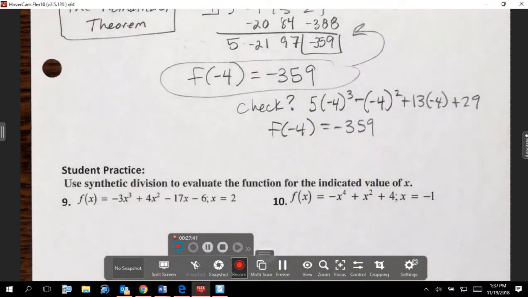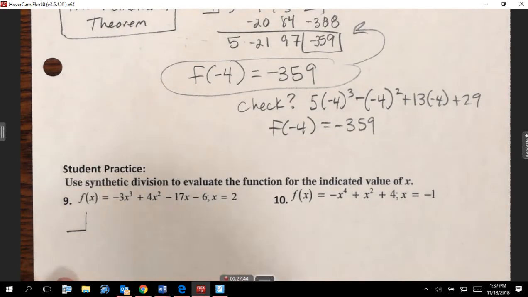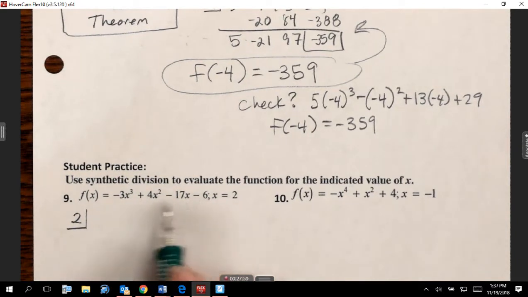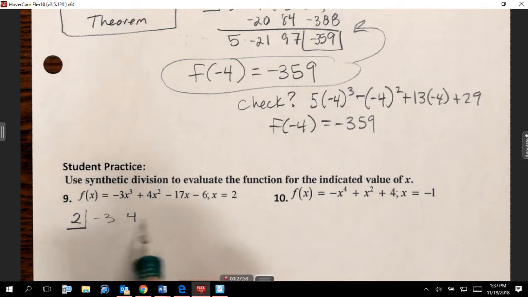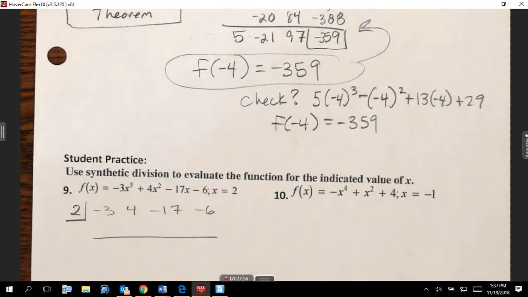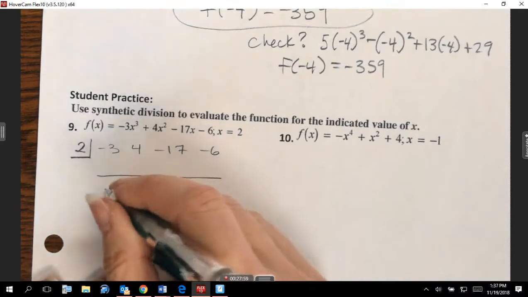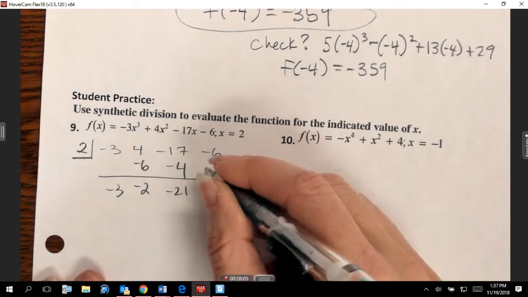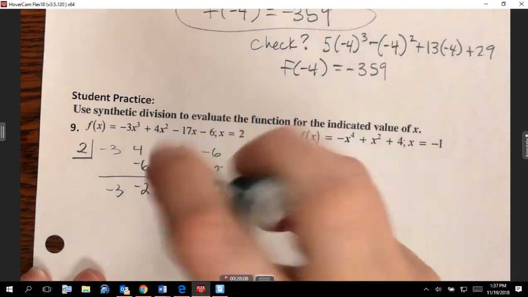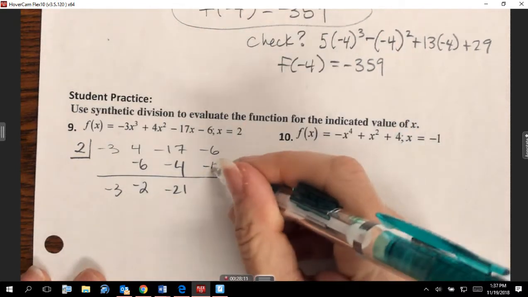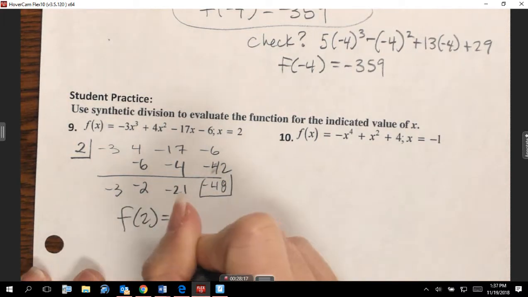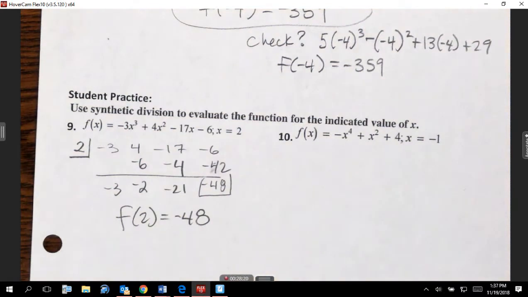So for number 9, what is going to be in my little box? 2. Good. Are we missing any powers? So we go -3, 4, -17, -6. Skip a line, drop a line. Drop it down. Multiply. Add. Multiply. Add. Multiply. Oops. Correctly. The remainder should be the answer. Can you try the last one?